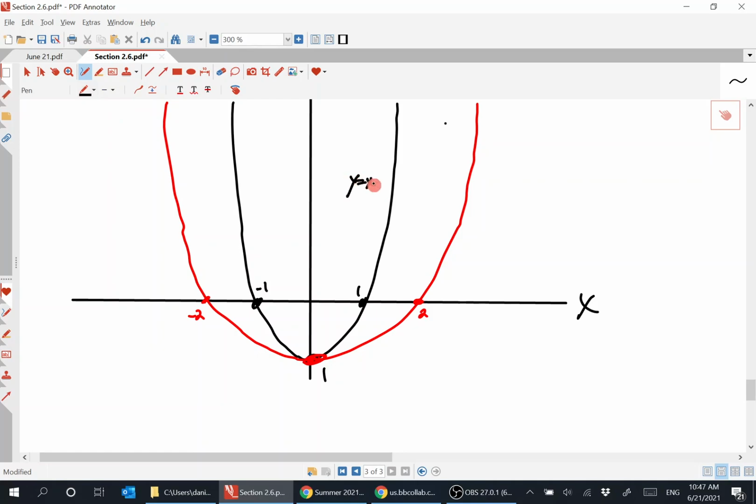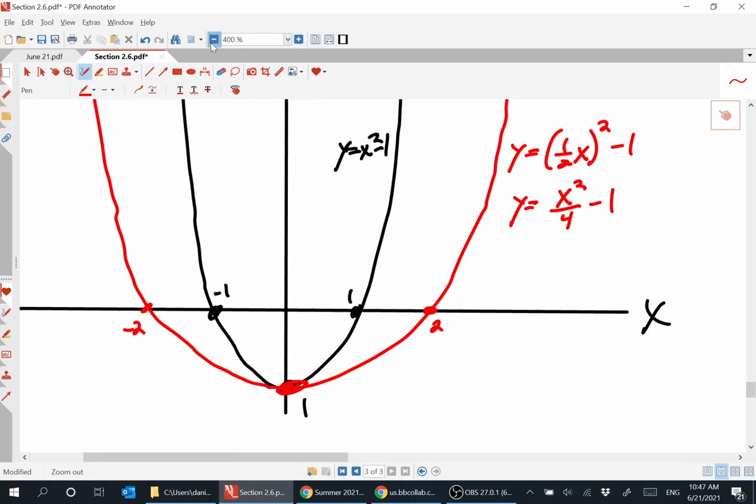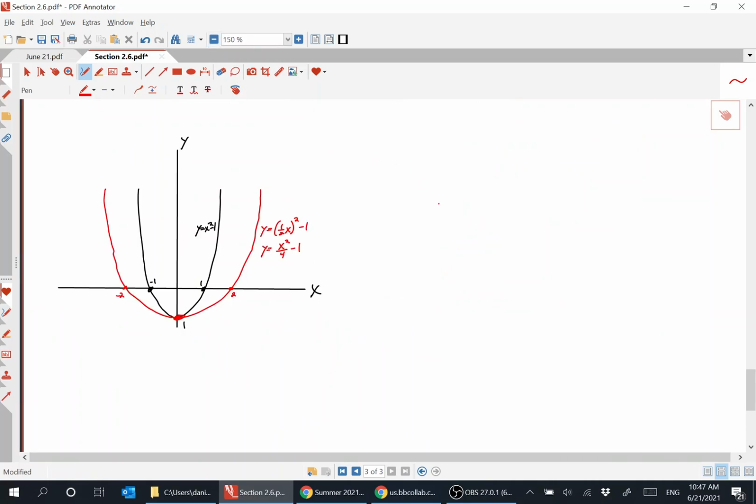so this is y equals x squared minus 1. So we multiply not the function by a half, but the x by a half. So this is y equals (1/2 x) squared minus 1. So this turns out to be y equals x squared over 4 minus 1. Similarly, if you multiply the x by a 2, then it's going to compress it by a factor of 2.